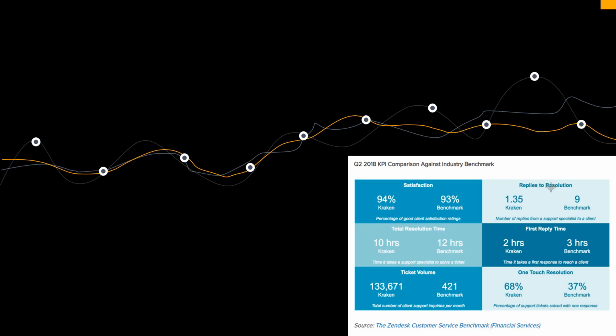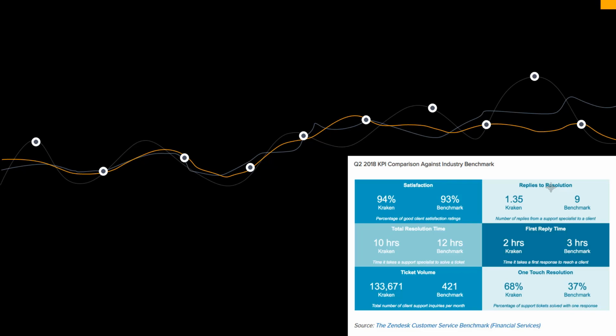Over the last quarter, and this is in July of 2018, they've been pretty good about reporting some statistics. Their client satisfaction rating, according to Zendesk, for the exchange industry is 94% for Kraken versus 93% for the benchmark. Replies to resolution, the number of replies from a support specialist to a client, is 1.35 versus the benchmark of 9. Total resolution time takes about 2 hours less than the benchmark. The first reply time is about an hour less than the benchmark.